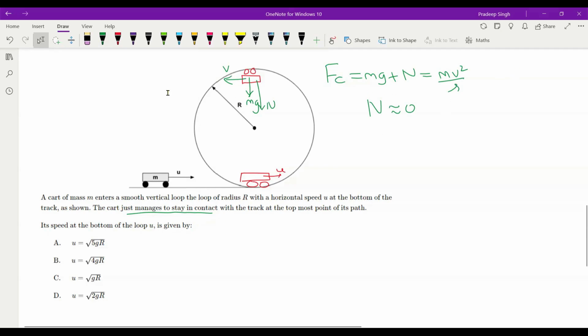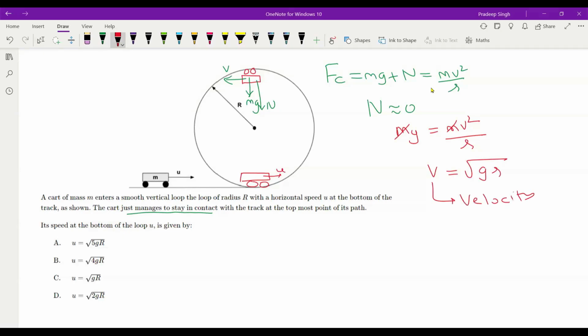Now, if you put N as zero in this equation, we will get mg equals mv squared by r. m will get cancelled out. And if we make v the subject, we'll get root gr. So this is the velocity of the cart when it reaches the topmost point. So this is the velocity at the top. In the question, we are supposed to find the speed at the bottom.